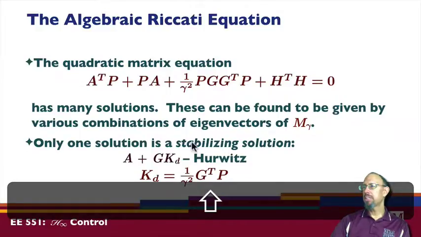And so for this particular P that we have obtained using the stable eigenvectors, we get a KD, which is like a state feedback matrix, that makes this sum stable. And thus it is called a stabilizing solution of the Riccati equation. Again, there may be many solutions. If a stabilizing solution exists, there is only one.